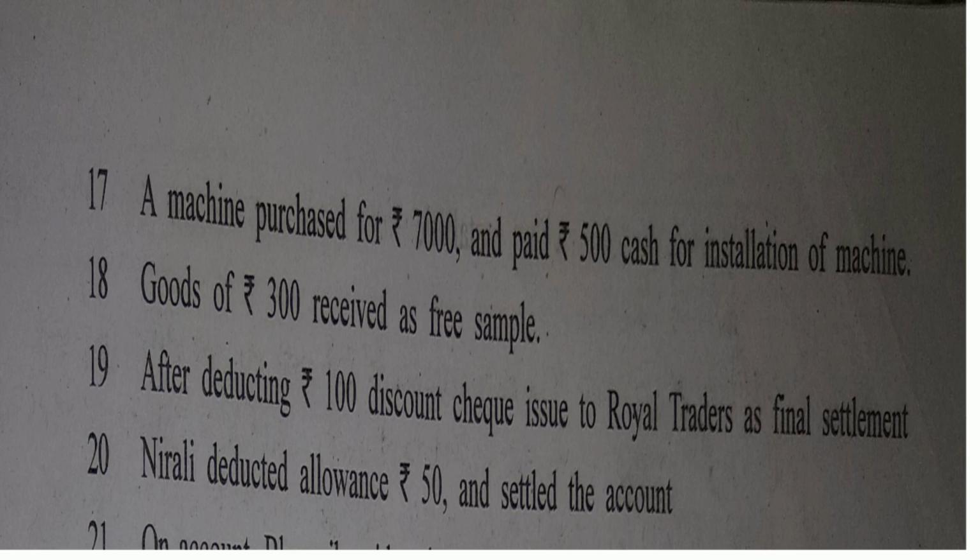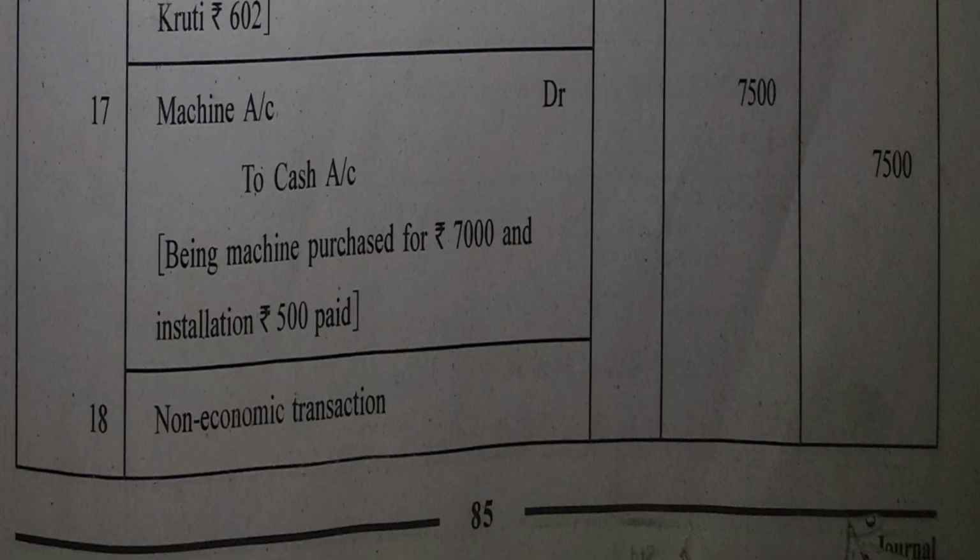As I said, the installation charge paid for purchase of an asset, or any other expenses paid at the time of purchase of an asset, are to be debited to that particular asset itself, not separately. So machine of rupees 7,000 and 500 cash for installation of machine. So overall the machine is of rupees 7,500.